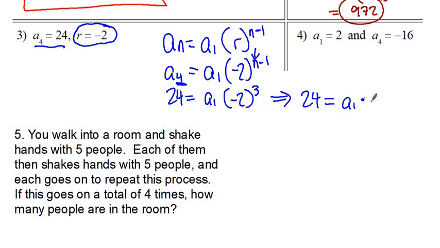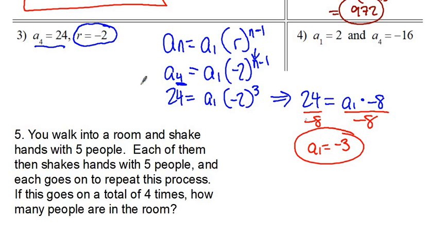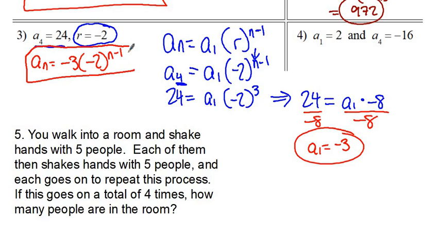-2 times -2 times -2 is -8. And then we can solve that by dividing by -8. So we get a sub 1 is 24 divided by -8, which is -3. So our final answer here, the explicit formula, is the first term, -3, times the common ratio to the n minus 1. There's our answer.